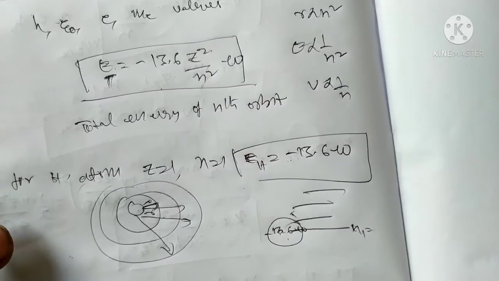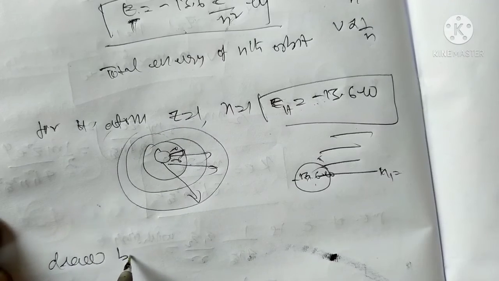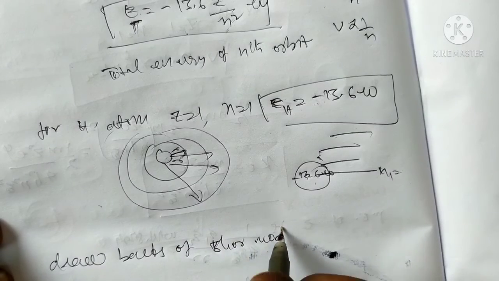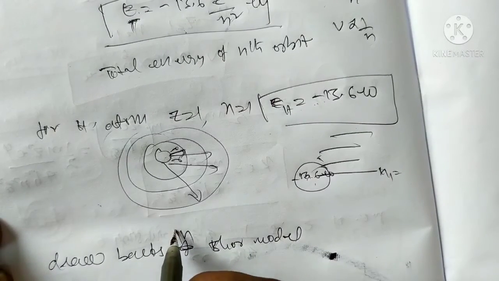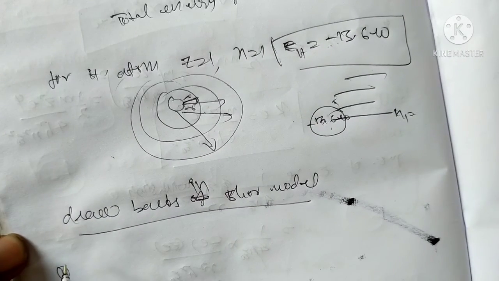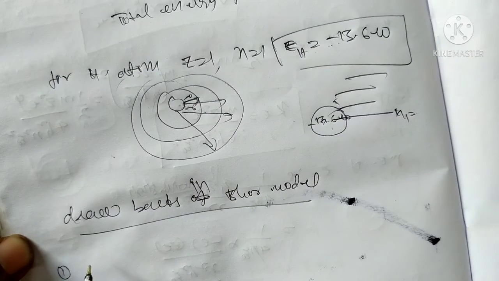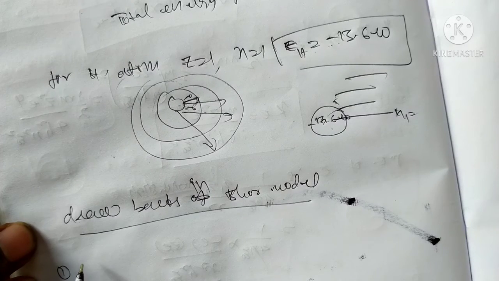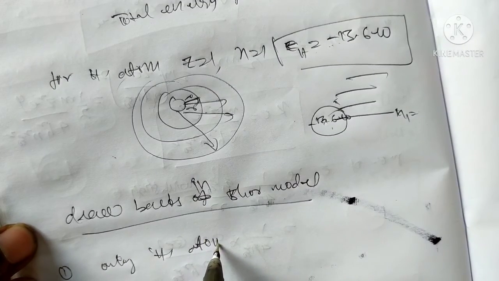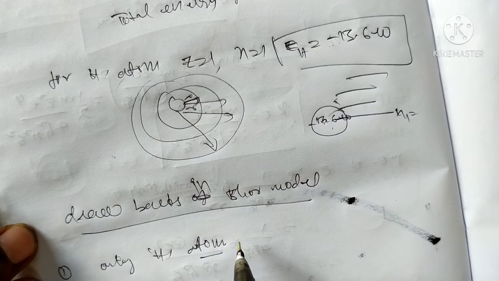In the Bohr atomic model, there are some drawbacks. Drawbacks of the Bohr model. The first drawback is that it holds true only for the hydrogen atom. Bohr explained only the hydrogen atom. The remaining atoms it cannot explain.